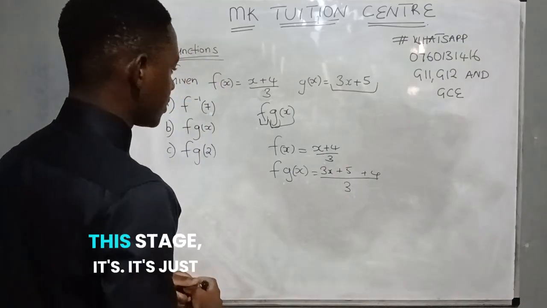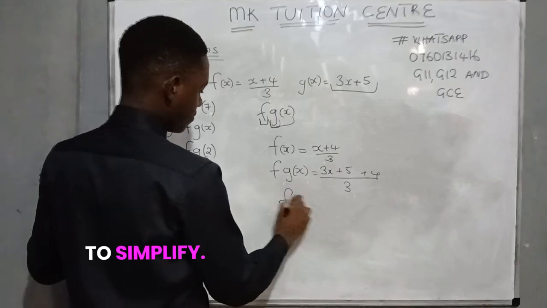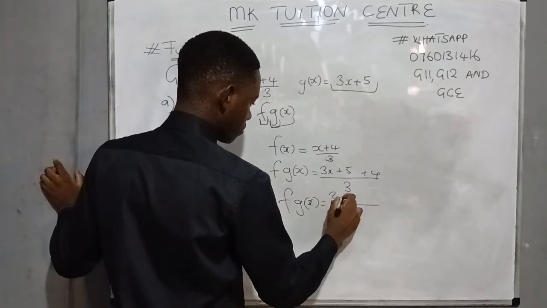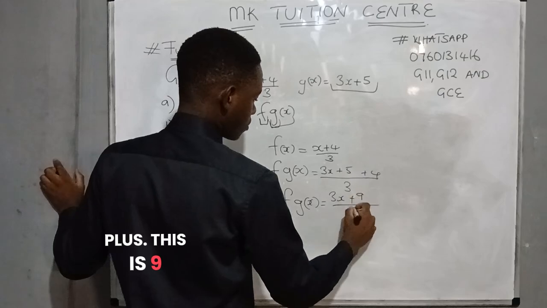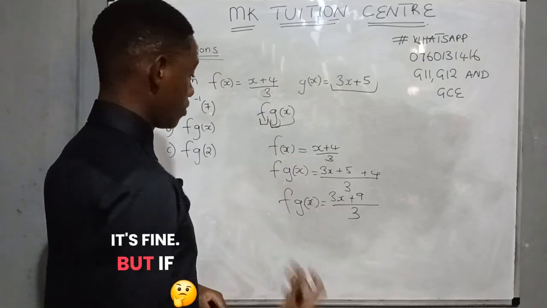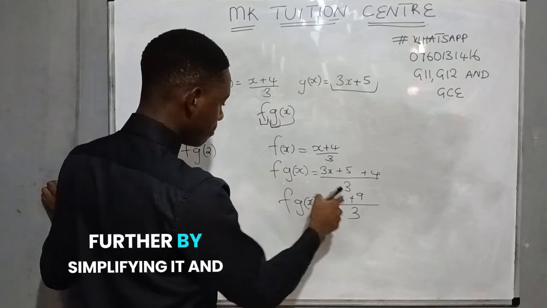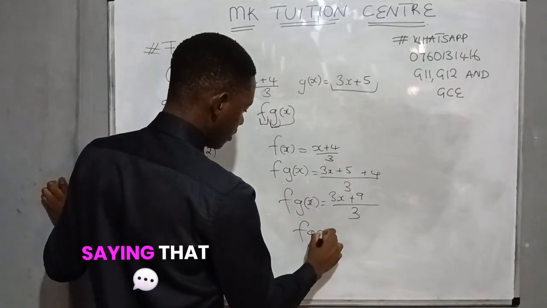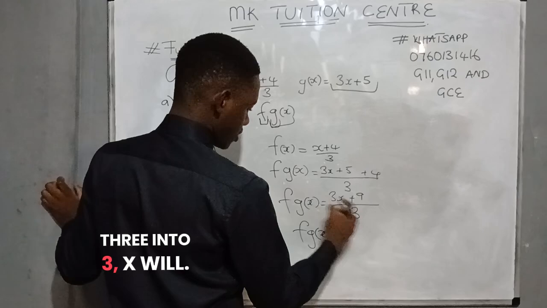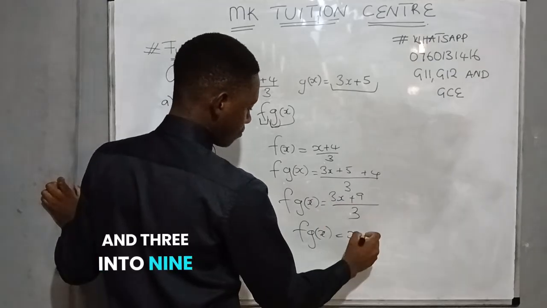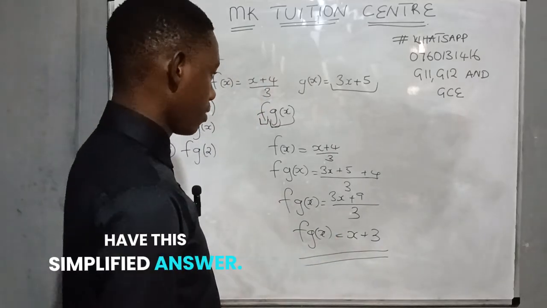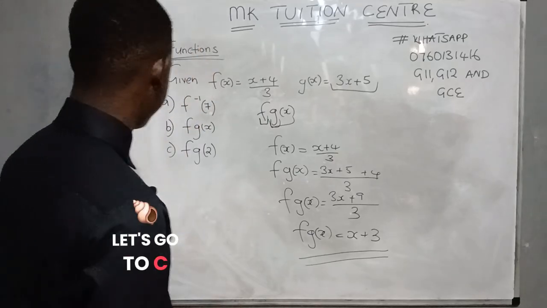When we reach this stage, it's just to simplify. So we're going to have 3x plus 9, all over 3. If you want, you can end here, it's fine. But if you want, you can take it further by simplifying it and saying that 3 into 3x will give us x, and 3 into 9 will give us 3. And you're going to have this simplified answer, x plus 3. All right, now let's go to C.